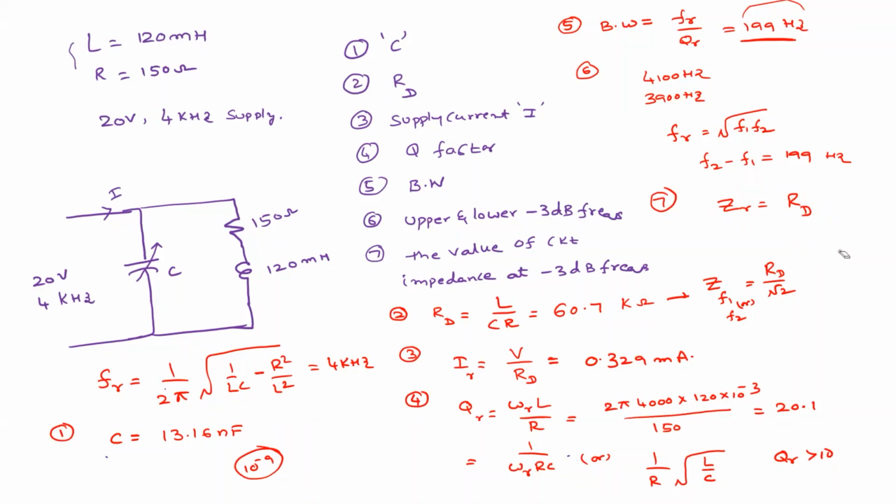So what is the answer for the seventh question? 42.92 kilo ohm. Yes. Sir, once again, can you explain why the circuit impedance is RD by root 2?